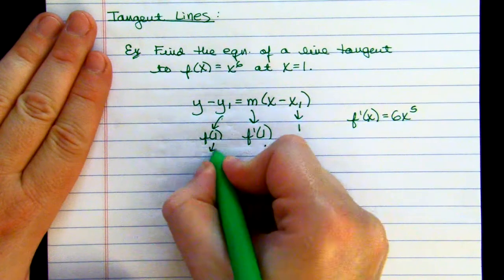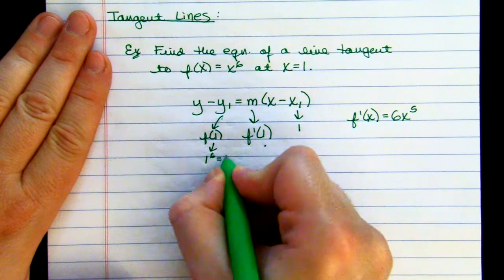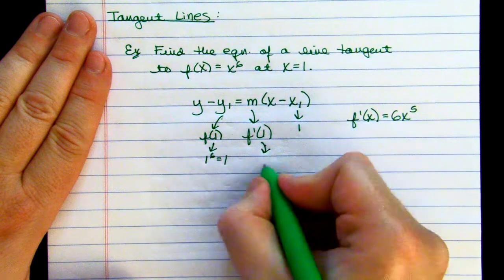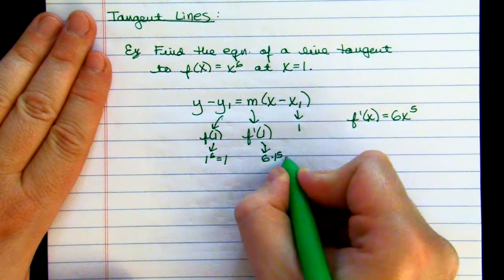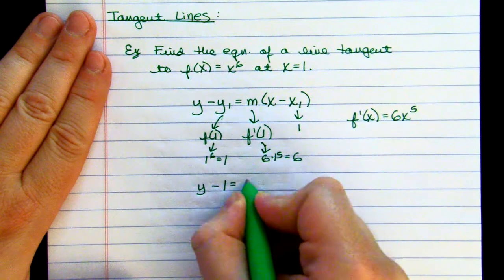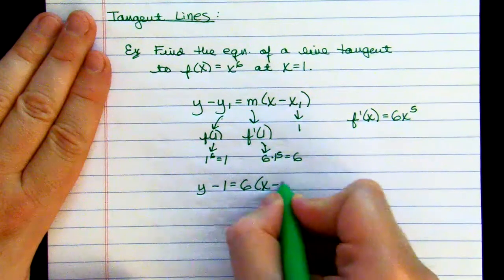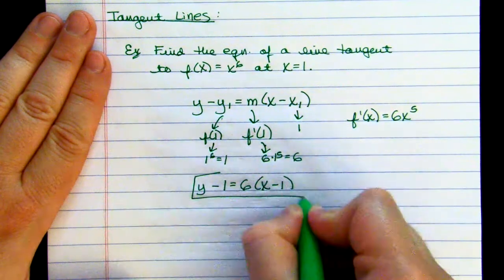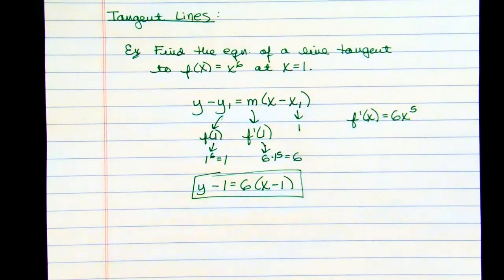So let's see. F of 1 is going to be 1 to the 6th, or just 1. F prime of 1 is going to be 6 times 1 to the 5th, or 6. We're going to get y minus 1 equals 6 times x minus 1. That's it. Same stuff we were doing before in the first section. We're just going to use our shortcut rules to find the derivative rather than the whole long formal definition.